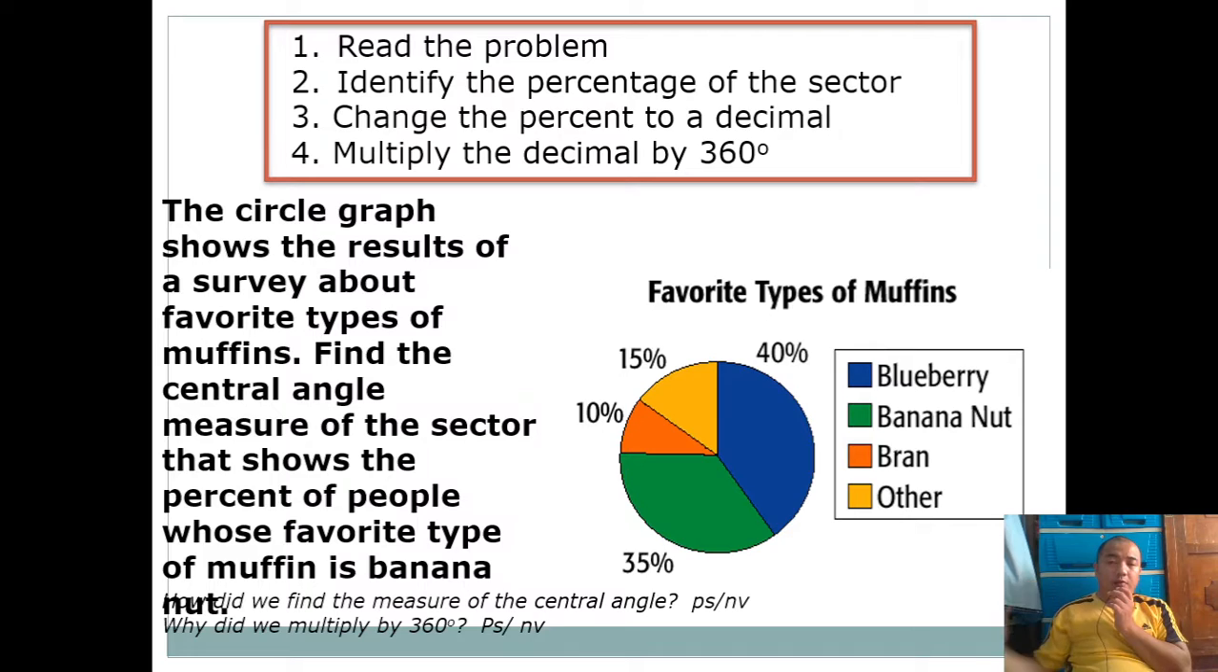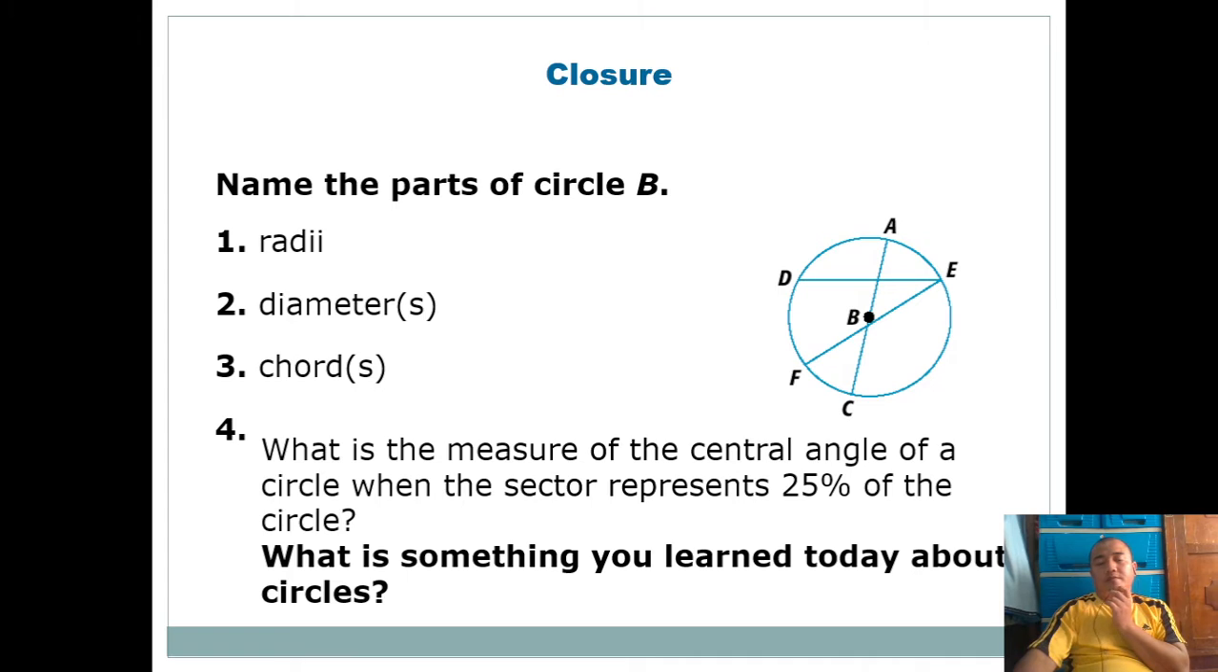So adding all the central angles: 144 degrees, 54 degrees, 36 degrees. Wait, I forgot the 35% times 360. 126 degrees plus 144 degrees plus 54 plus 36 is a total of 360 degrees.